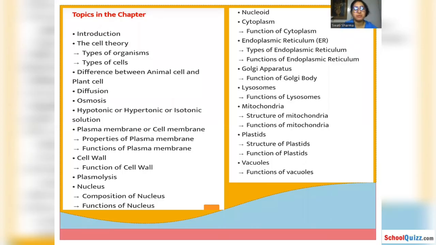Up till this portion, we have seen the basic definitions of cell theory, types of organisms, and what all the types of cells there are. The cells can be classified on the basis of their shape, size, prokaryotic cell, eukaryotic cell. Then we have seen the difference between plant cell and animal cell. After that, we saw the various types of movements in a cell, like diffusion and osmosis. Then we saw the types of solutions: hypotonic, hypertonic, or isotonic solutions.